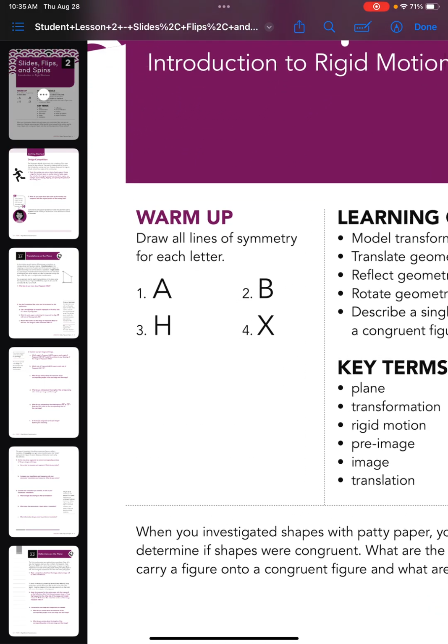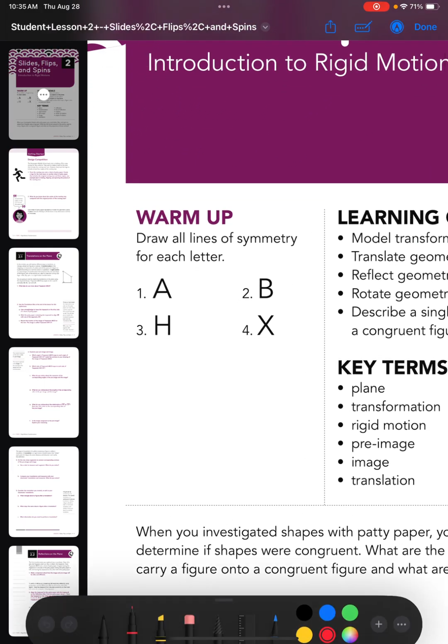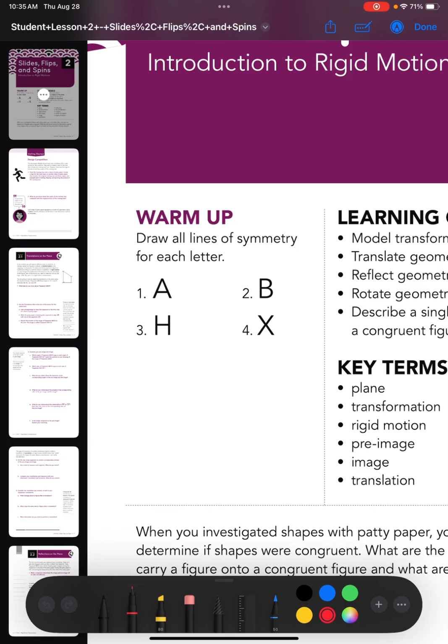All right, so for a warm-up here, just drawing some lines of symmetry. If it has more than one line, we can draw more than one line. So for one, I'd see a line of symmetry right down the middle, a vertical line of symmetry. For B, we'd have a horizontal line of symmetry. For 3, I see 2 lines of symmetry, both a vertical one and a horizontal line. And the same thing for number 4, the X.